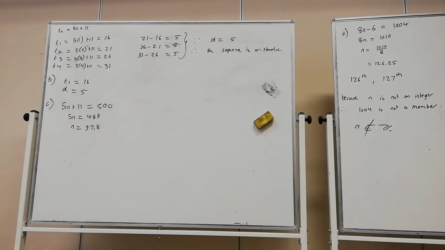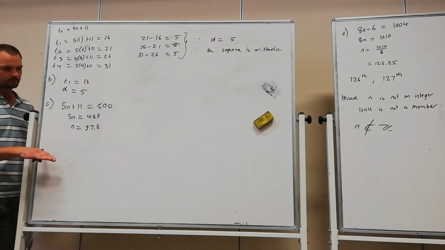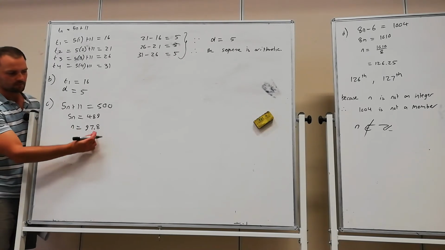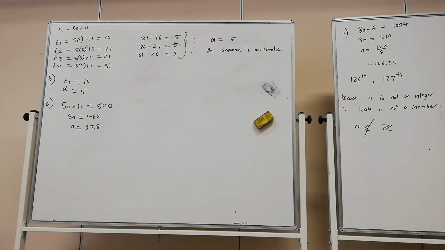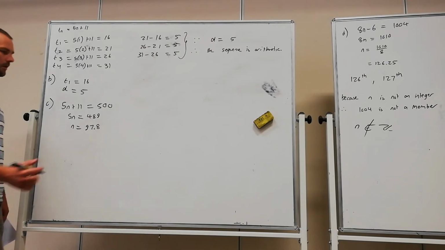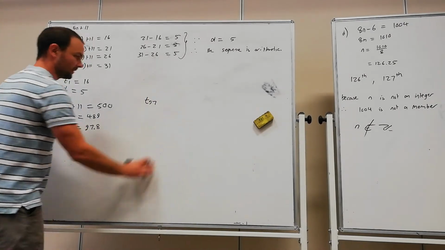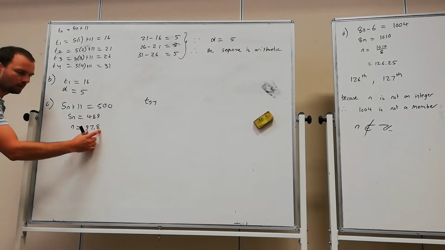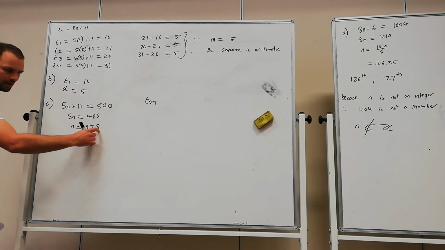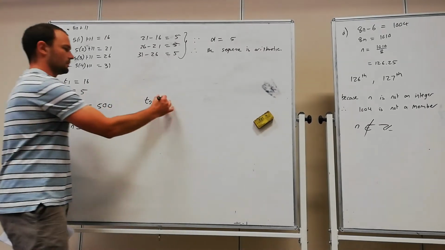Okay. What this means is the 97th term is below 500, and the 98th term is going to be above 500. Now, it doesn't say what is the number of the largest term. It says what's the value of the largest term. That's what it's insinuating. So that means we have to find what is T of 97. Not 98, because that's going to exceed 500. So the term just below the 97.8 term is the 97th term.